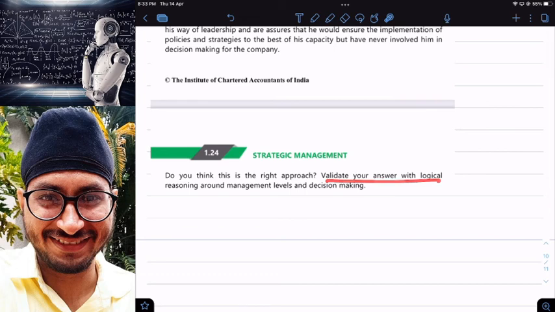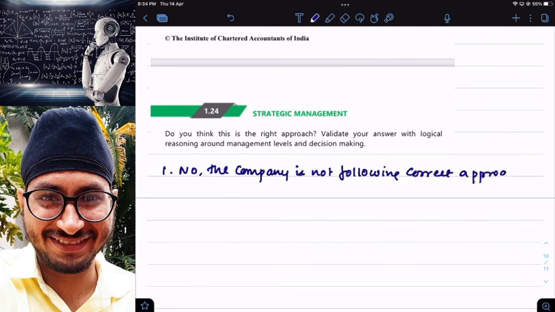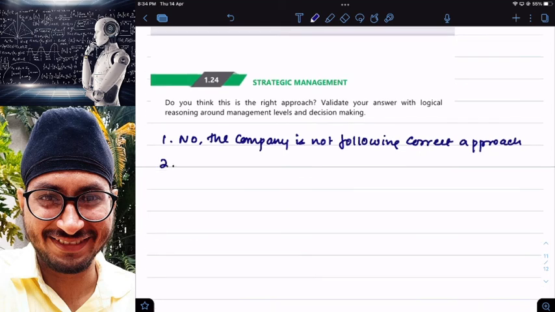Validate your answers with reasoning around management. So according to us, it is not right. Why, sir? Simple. According to us, no. The answer is simple. No. The company is not following the correct approach. Clear? The company is not following what, sir? The company approach.